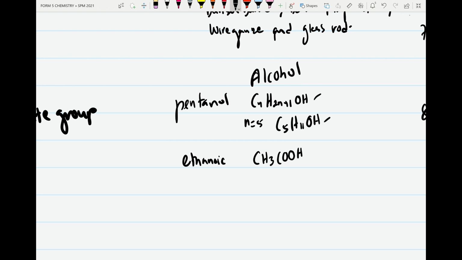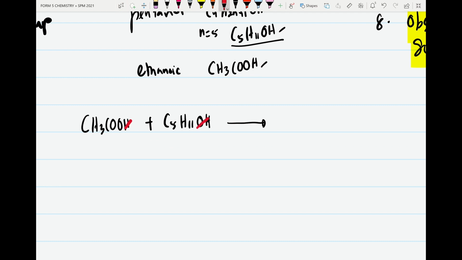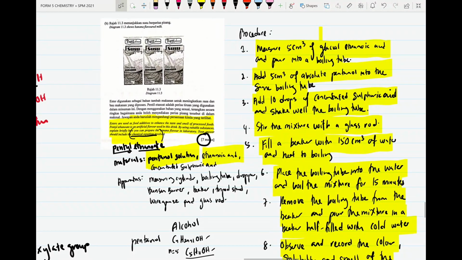So we already get the molecular formula of pentanol and ethanoic acid. So I write down the molecular formula of ethanoic acid and pentanol, C5H11OH, and I try to get the equation. So here I cancel this one and this one, so we get CH3COO. Then take this one, C5H11, and put the water. After that remove the red dot, remove this one. All right, so this is the equation that students should write. So this is the complete essay question answer that students have to write.